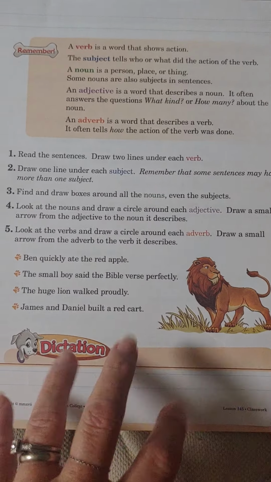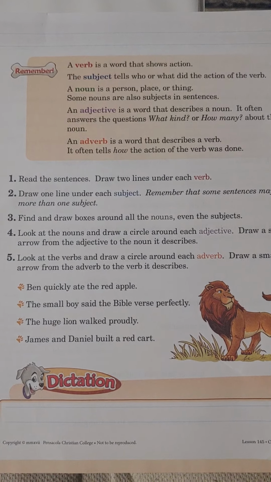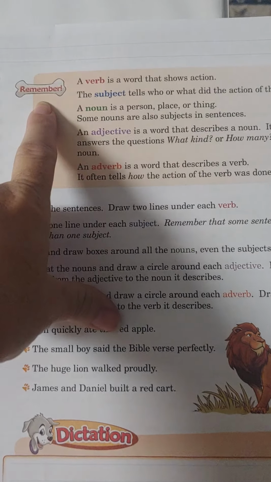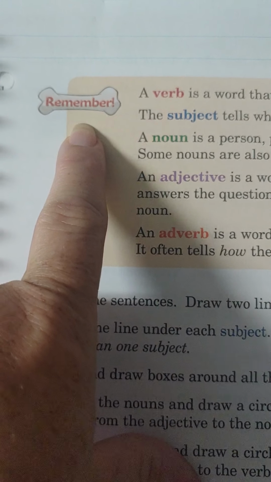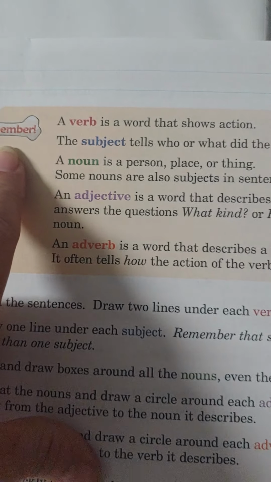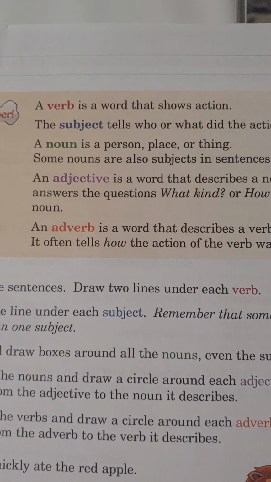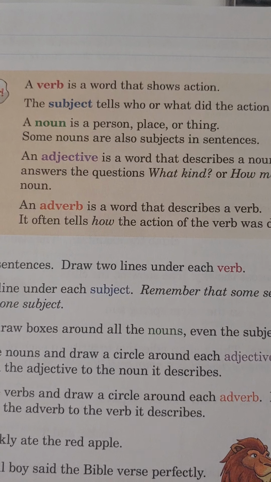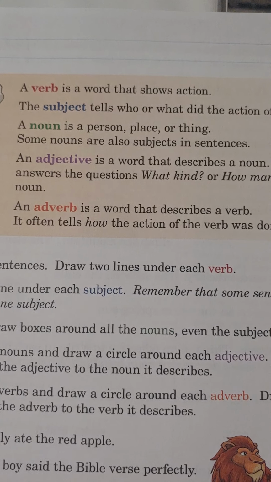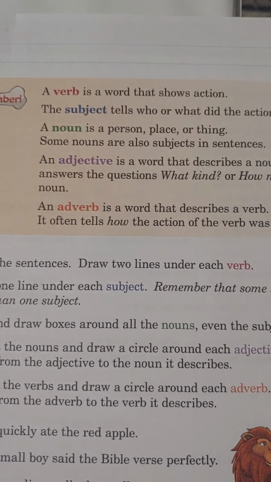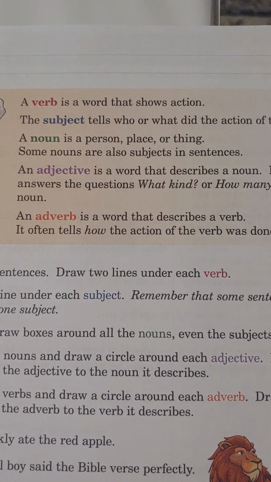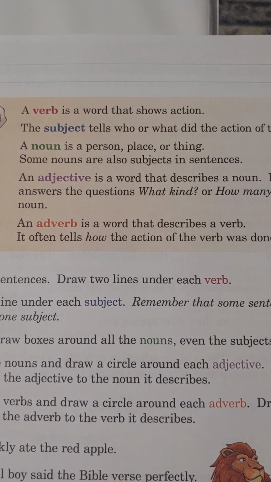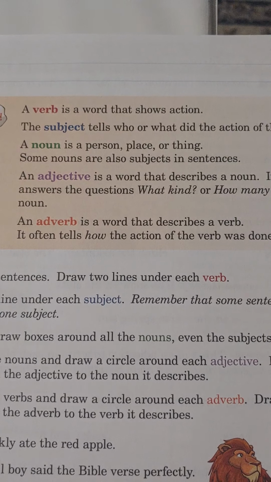So moving on to language arts, we are going to talk about verbs and adverbs. Our box says remember, meaning this is something we've already looked at, and we're going to go back and remember. A verb is a word that shows action. The subject tells who or what did the action of the verb. A noun is a person, place, or thing. Some nouns are also subjects in sentences.